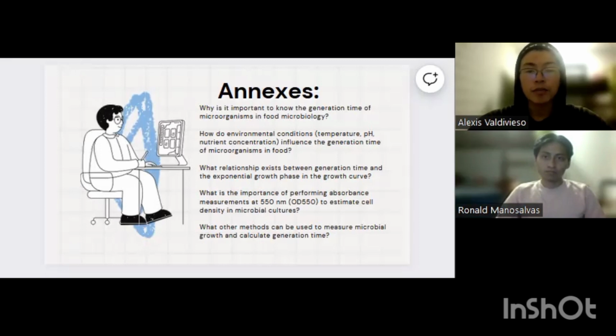6. Real-time PCR, polymerase chain reaction. PCR can be used to quantify the amount of DNA in a sample at different time points, providing insights into microbial growth dynamics. 7. Bioluminescence assays. Some microbial species express bioluminescent proteins that emit light in the presence of specific substrates. By measuring light emission over time, one can monitor microbial growth.